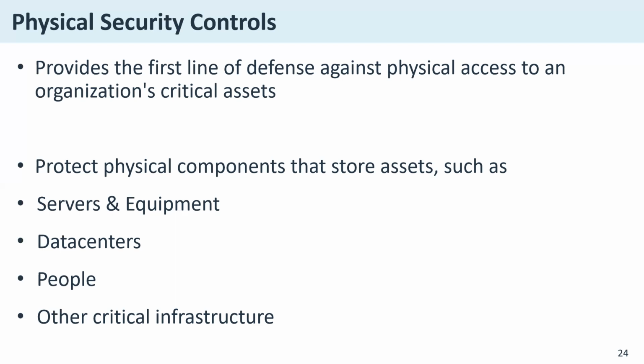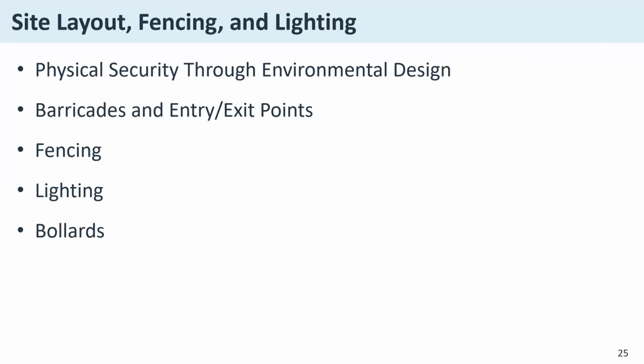All of these concepts are very key to be able to help you understand how to protect the critical assets you have within. You don't put a data center on the moon. It's going to be in a physical location. And because it's going to be in a physical location, you're going to make sure that the first line of defense to that data center is protected. So that's where site layout, fencing, lighting comes in.